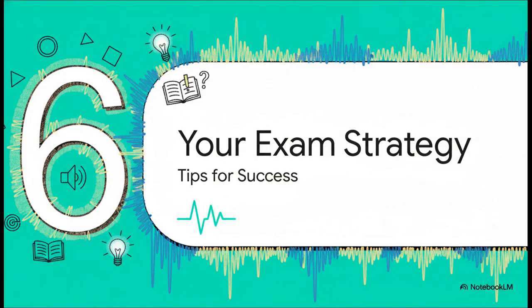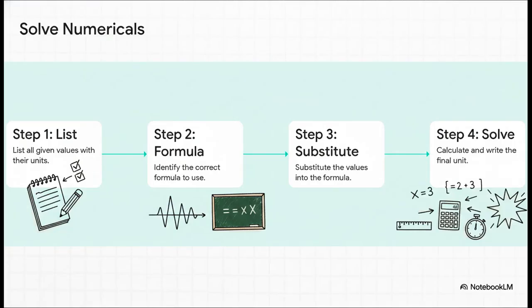All right, we've covered the concepts. Now for the most important part, how to score well in your exams. Let's talk about a strategy for your physics paper, specifically for this chapter. When you get a numerical problem, don't panic. Just follow these 4 simple steps. 1. Read the question and list all the given values with their proper units. 2. Identify which formula you need to use. 3. Substitute the values carefully into the formula. And 4. Calculate the final answer. And, very importantly, write the correct unit. This will help you solve any numerical correctly.